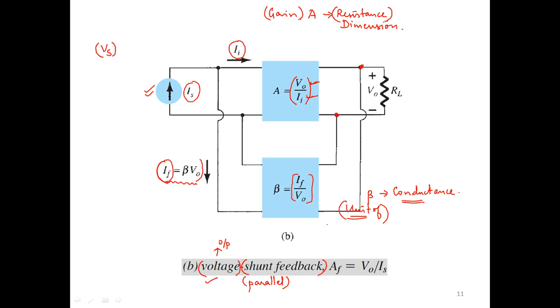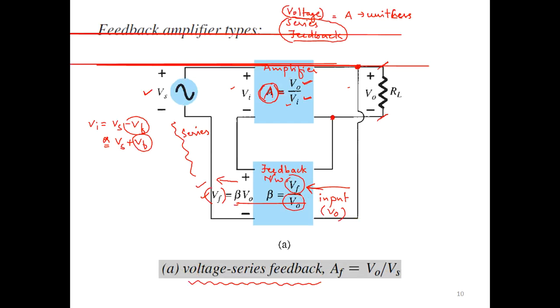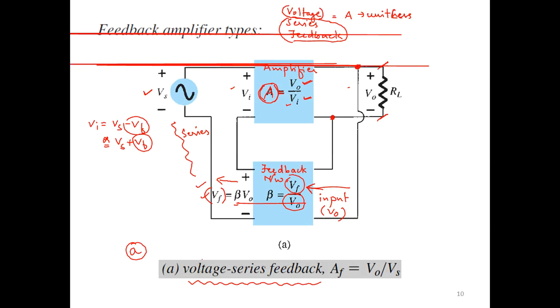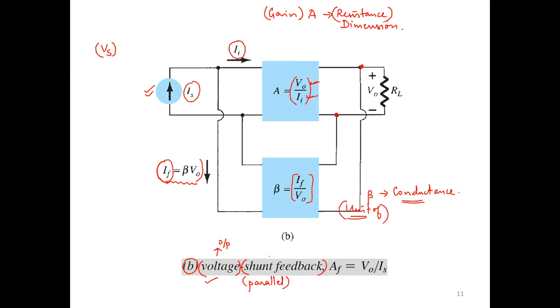Now let us focus on the third type. If I call the first feedback connection as type A and the next one as feedback connection type B, what is common here? The common term was voltage. At the output side we are taking voltage. The difference term was parallel and series. Now the third case should be current series feedback and current shunt feedback, the third and the fourth ones.